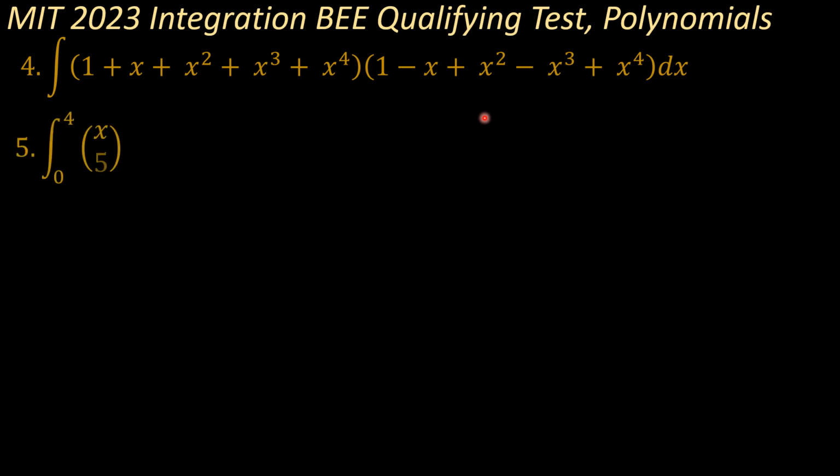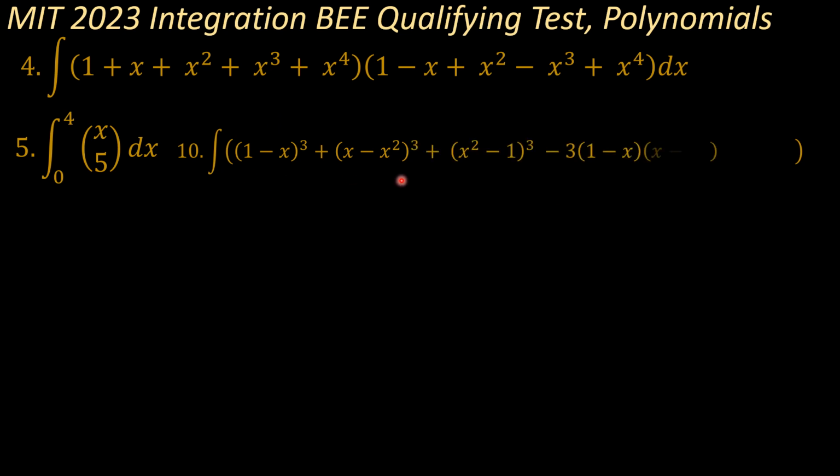The next problem was problem 5, which was the integral of the binomial coefficient of x and 5 from 0 to 4. Problem number 10 was the integral of all into the bracket 1 minus x cubed plus x minus x squared cubed plus x squared minus 1 cubed minus 3 times 1 minus x squared times x squared minus 1.